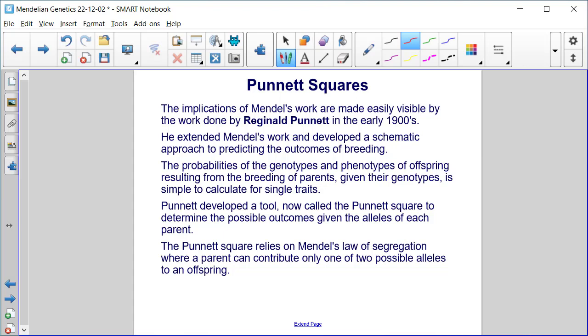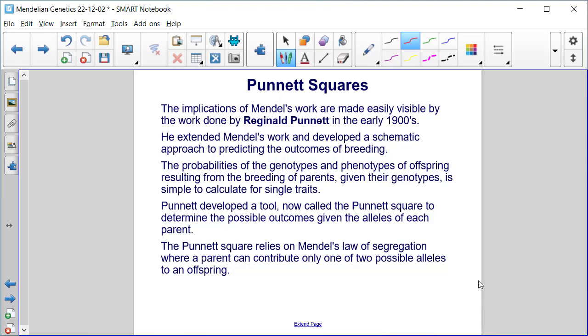He extended Mendel's work and developed a schematic approach to predicting the outcomes of breeding. The probabilities of the genotypes and phenotypes of offspring resulting from the breeding of parents, given their genotypes, is simple to calculate for single traits. Punnett developed a tool, now called the Punnett Square, to determine the possible outcomes given the alleles of each parent.